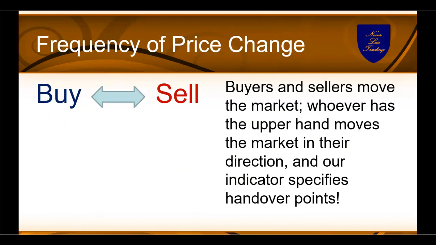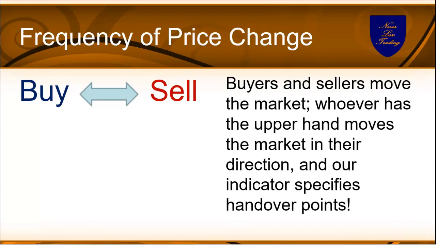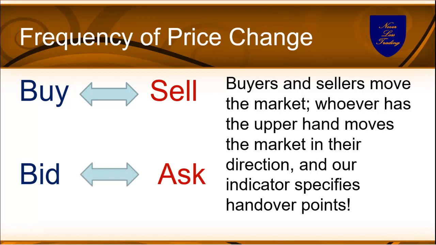Let us jointly start with a little bit of background. Buyers and sellers move the market. Whoever has the upper hand moves the market in their direction, and our indicators specify those handover points. When we come to buy or sell, it is intertwined with what we know as bid and ask, and let us dive a little bit into the bid and ask price of an asset and what it means for you.